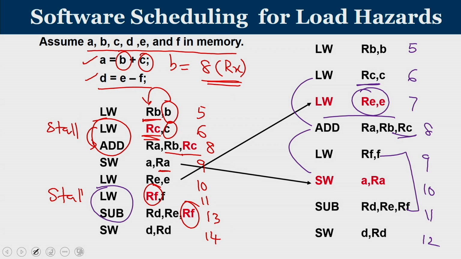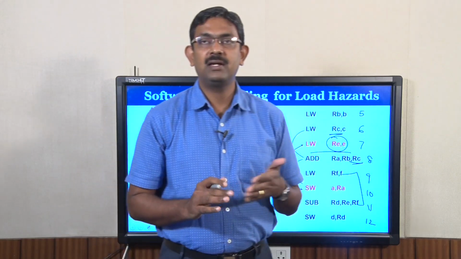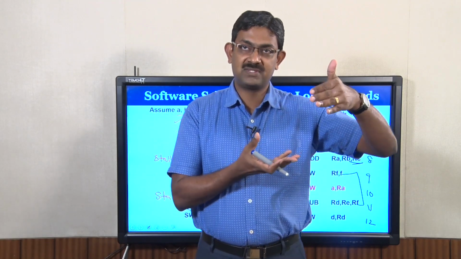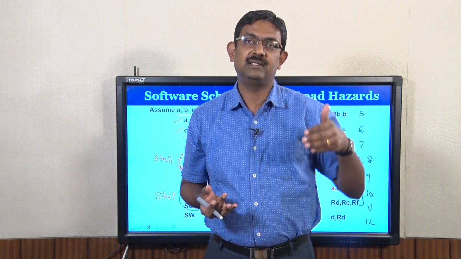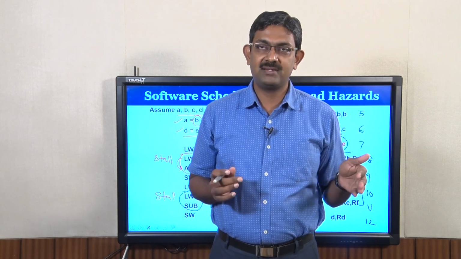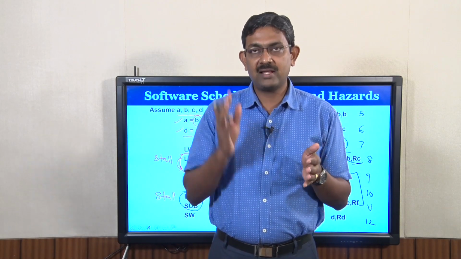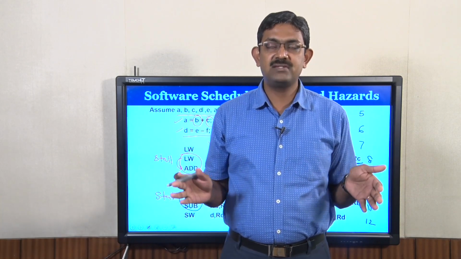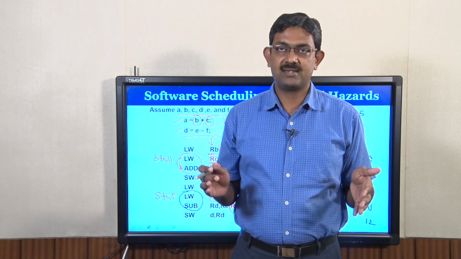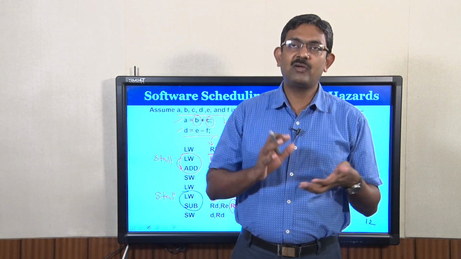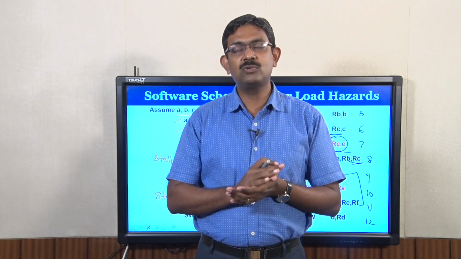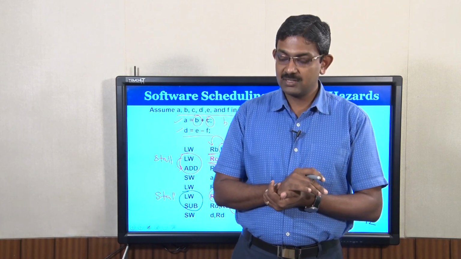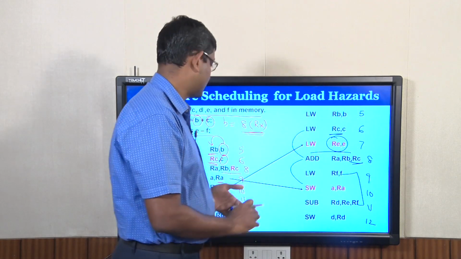In this way the compiler can help in rearranging the instructions by seeing the register names being used in the instructions. Wherever there is a RAW dependency and it is an arithmetic instruction immediately after a load instruction, any dependency between them can be easily addressed. So, if a little bit of hardware knowledge is supplied to the compiler, the compiler can reschedule the code, and that is known as software scheduling for load hazards.